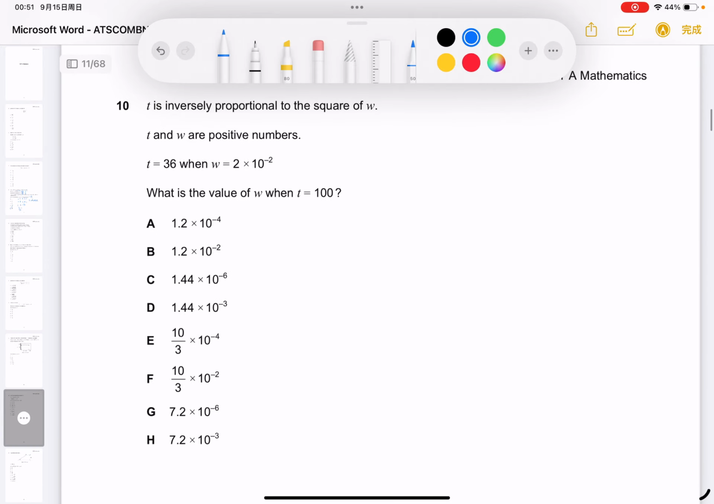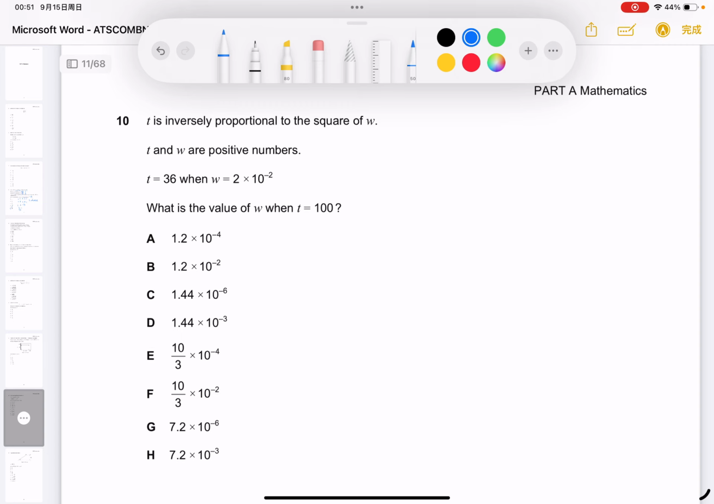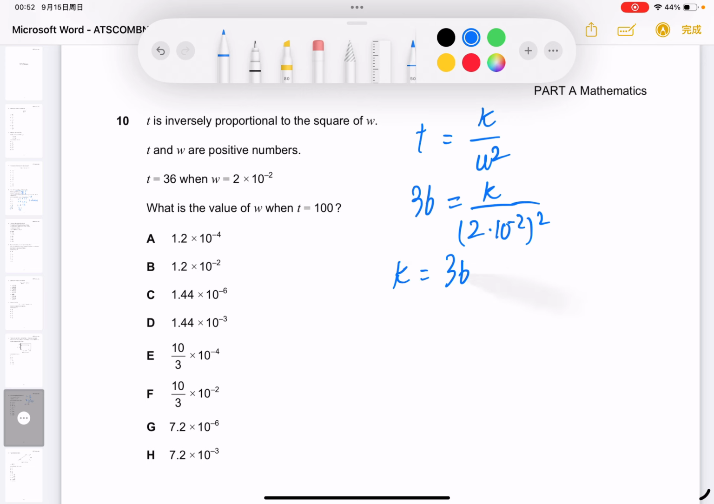Question 10. T is inversely proportional to the square of W. So we can write here, T is K divided by W squared. K is some number we don't know, it's a constant. And we know that when T is 36, W is 2 times 10 to the minus 2. So 36 equals K divided by 2 times 10 to the minus 2 squared. K is 36 times that.